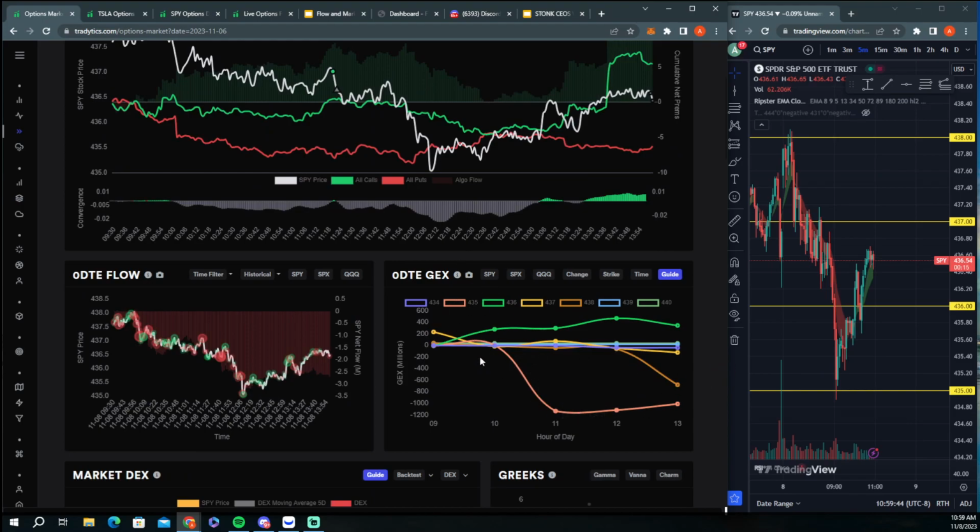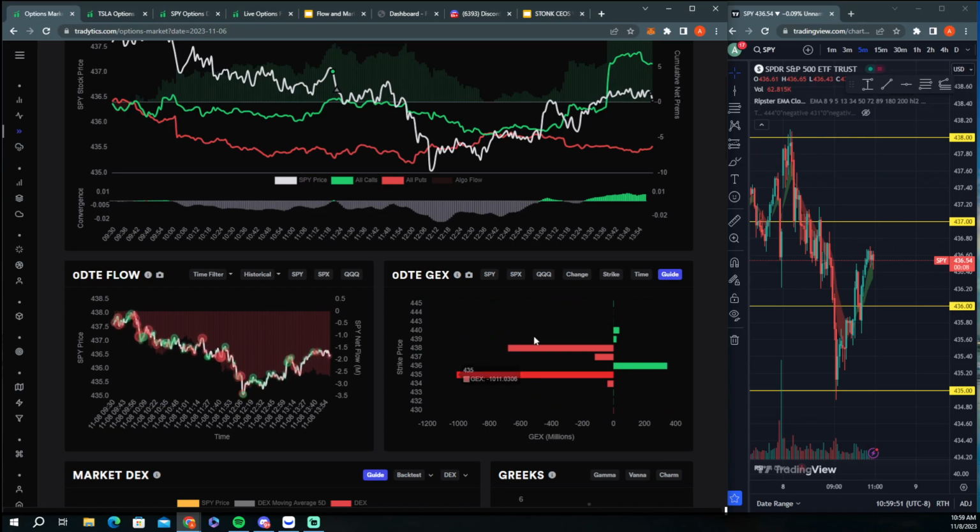You can see that this one went super negative, so dealers had to force push the market down towards that level. This was a really, really big one. You can see a little bit better here. See, 438 and 435.